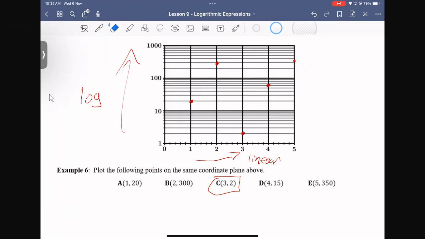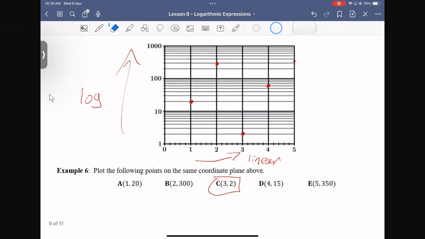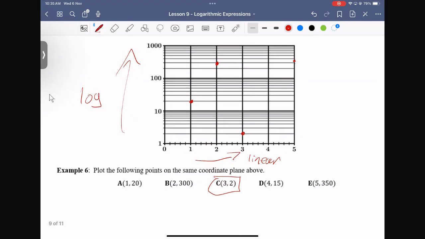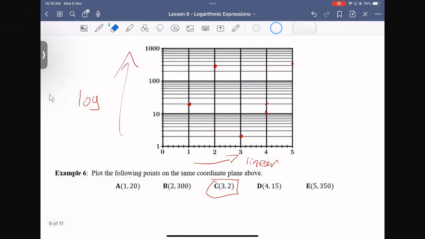Sorry, Jude. How is 15 higher than 20? Oh, thank you. I got it completely wrong there on that one, didn't I? So 4, 15. So if this is 10, this is 20. So where's 15? It's halfway between those two, isn't it? So 4, 15 is going to be here.